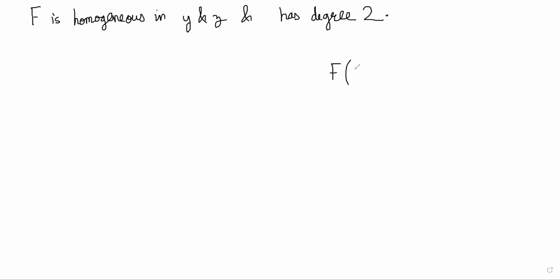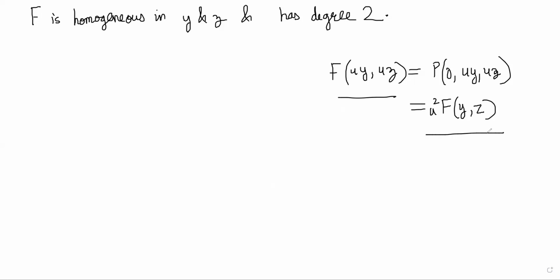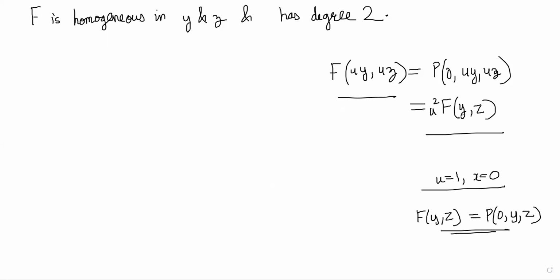Because we were able to prove that f(ux, uy, uz) was equal to p(0, uy, uz), and that was equal to f of u squared times f of y and z, right? This is what we have gotten so far. We got this by setting u as 1 and x as 0 in the first equation, and from there we had gotten f(y, z) equal to p(0, y, z), right? From there we got this. So I'm just recapping everything so that you understand where it's coming from. So we have finally concluded that f is a homogeneous polynomial in y and z and has degree 2, right?